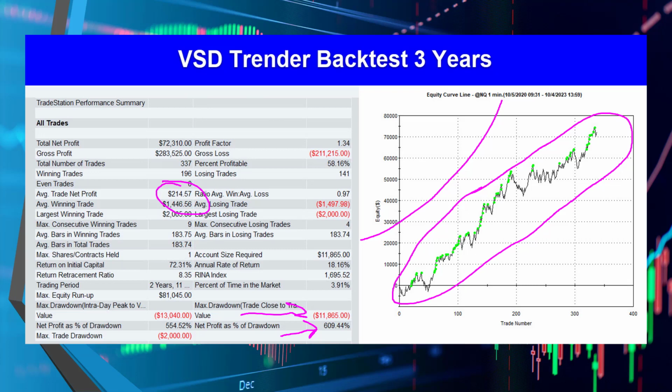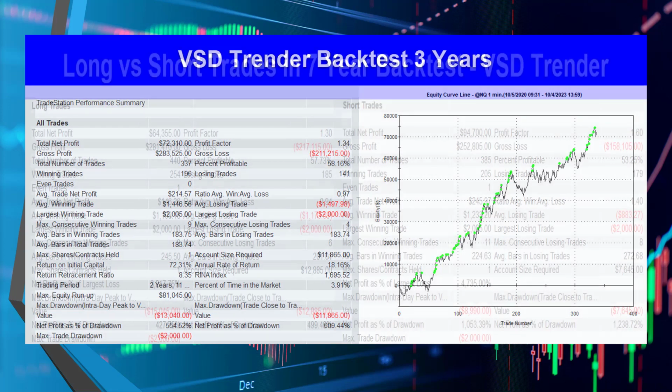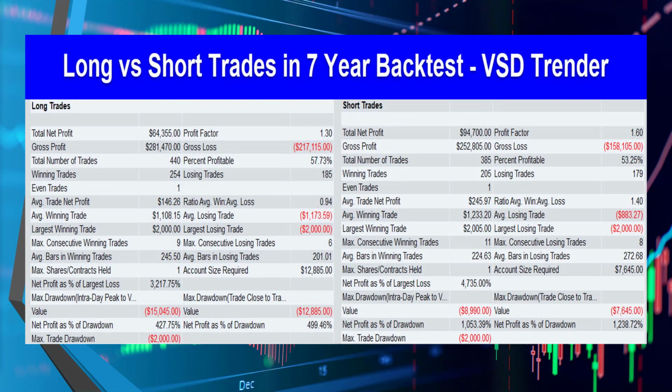And so I want to also show you the long versus short trades. What I really like about this is the long versus short trades, because in the last 3 years they're about 38K on the short side to 31K on the long side. Going 7 years back, you can see the long trades right here. 64,355, 146 average trade profit, almost $13,000 drawdown, while the total net profit on the short trades is 94,700. Average trade profit is over $100 greater, and it's 76.45 drawdown, and you more than double the net profit as a percentage of drawdown.